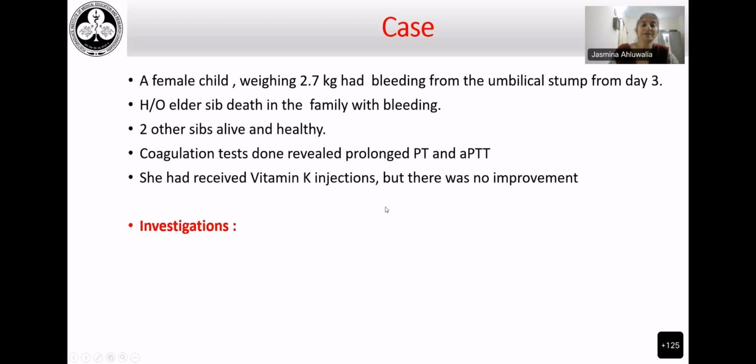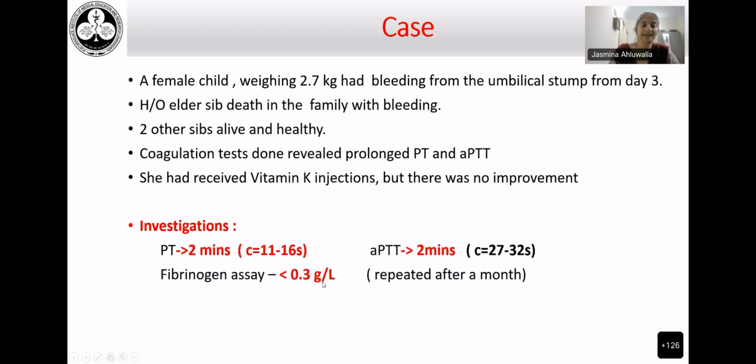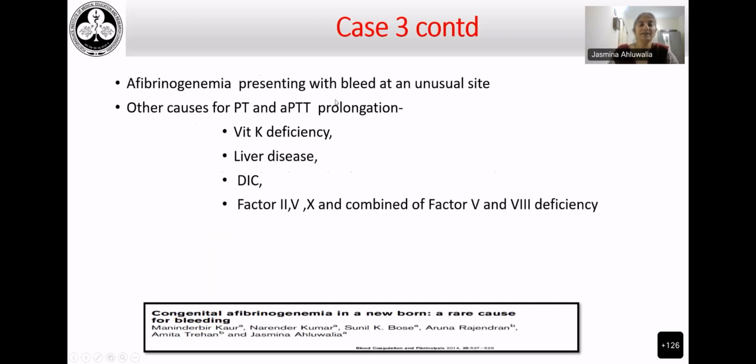Here again, the pediatrician's first thing was to give a vitamin K injection just to make sure that was not the reason, and then they sent the sample to us for investigations. So what we saw is that the PT was markedly prolonged, almost unclottable, and the APTT was also abnormal. It was unclottable. So the next thing to do would be the fibrinogen assay. And in this case, the fibrinogen was markedly reduced. We repeated this test after a month, and again, it was very low. So what we are looking at is a patient with afibrinogenemia who was bleeding from an unusual site.